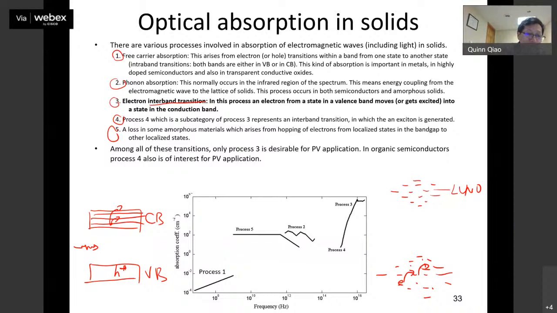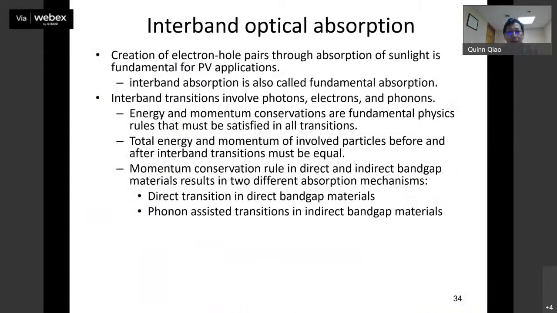But why do we care about this optical absorption? Processes 1, 2, 4, and 5 are basically infrared absorption: far, mid, or near infrared. Only number 3 is visible light absorption. That's the major portion of light absorption for solar cells. There is more introduction and discussion of this here, but I'm not going to spend time on it. You can read this.